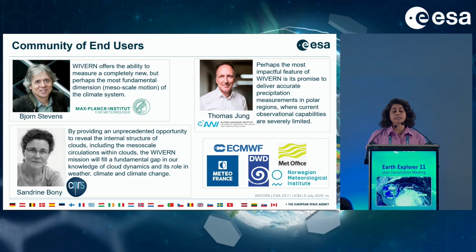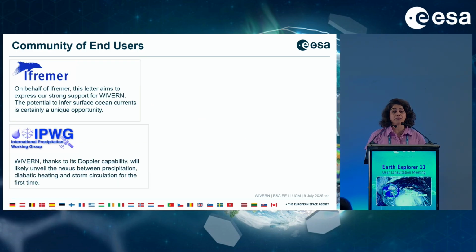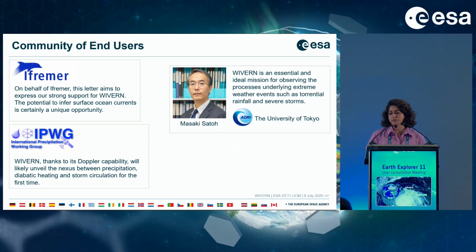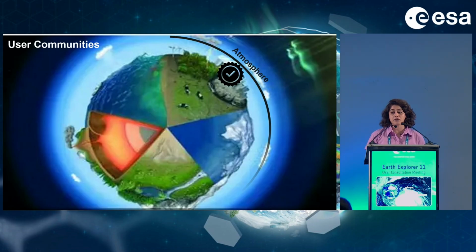We also received letters of support from the major Met services across Europe, and they all collectively say that they are interested in the WIVERN data, as they expect WIVERN to significantly improve forecasting. We also received letters of support from Ifremer, the French Institute for Oceanography, and they are saying that they are really interested in WIVERN's ocean data products. So we serve different science communities from atmosphere, ocean and cryosphere.